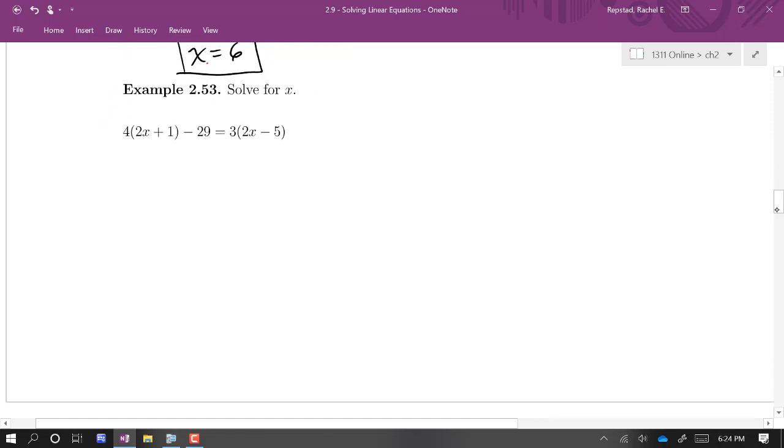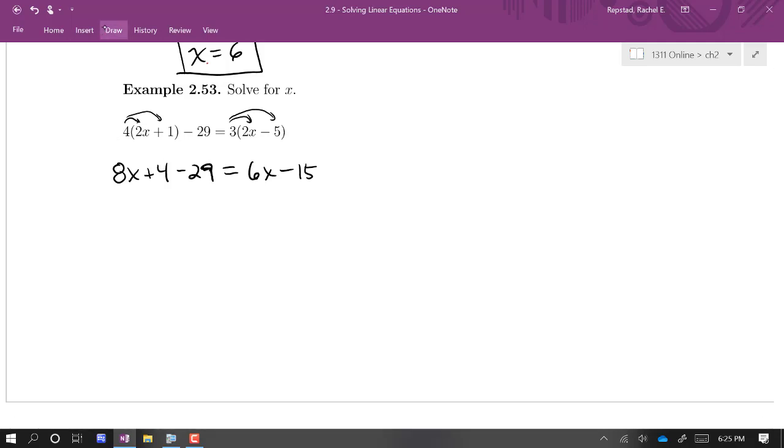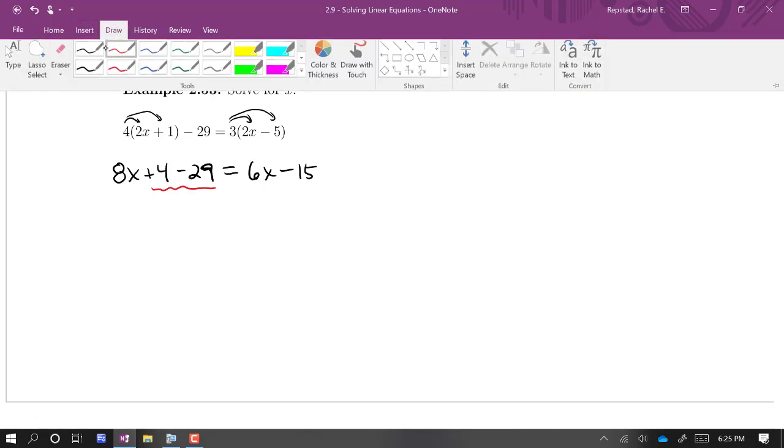Let's do another one. Here we're going to solve for x. I've got some simplifying to do. I'm going to distribute the 4 here on this side, and I'm going to distribute the 3 on this side. That'll give us the equation 8x plus 4 minus 29 equals 6x minus 15. I've got some like terms to combine on just the left side. So I've got 8x minus 25.